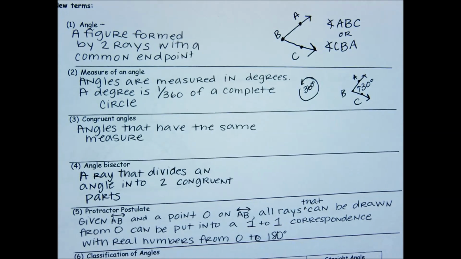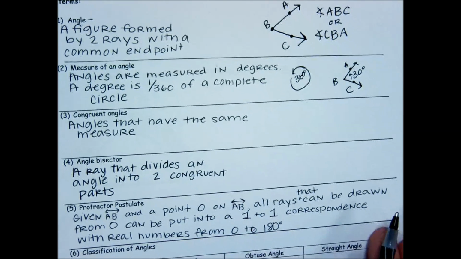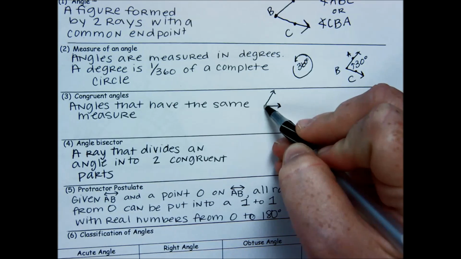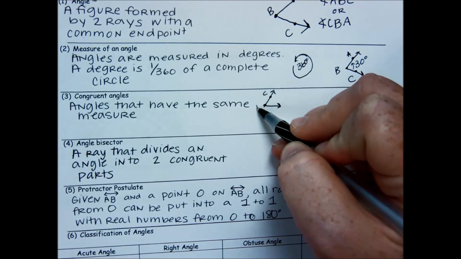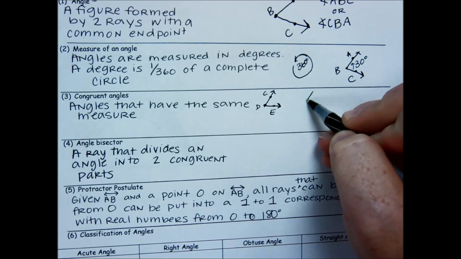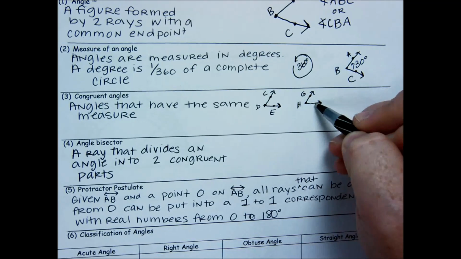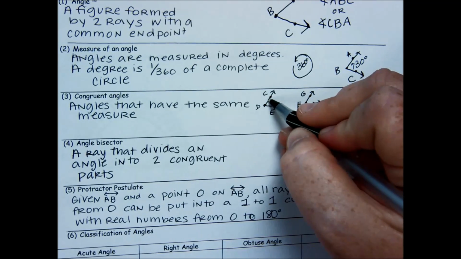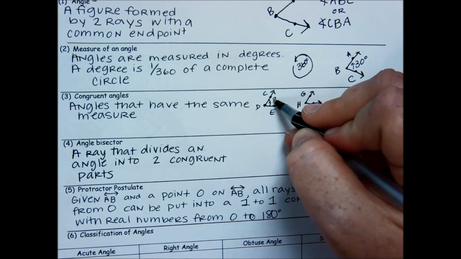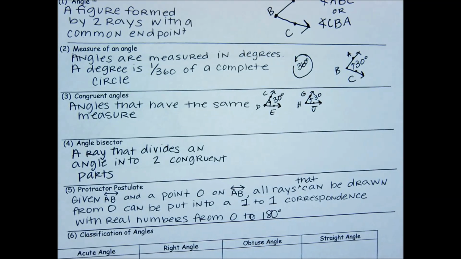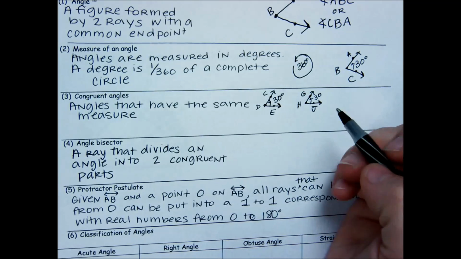The next definition we're going to talk about is congruent angles. Congruent angles are angles that have the same measure. So their measures are the same. If I look at an example, say I call this angle CDE, and this one over here I call GHJ. If I know that this angle is 30 degrees and this angle is 30 degrees, then I know that their measures are equal. They're congruent.